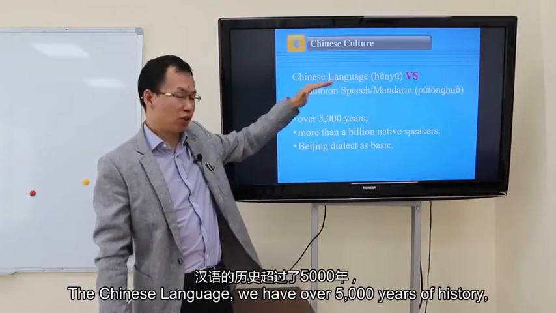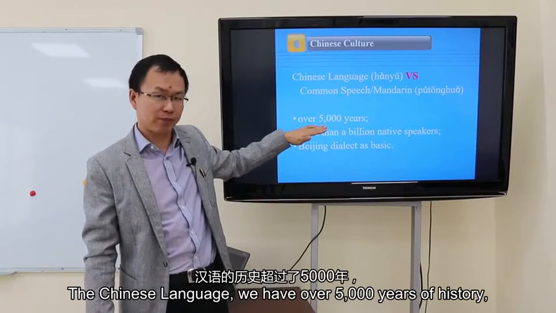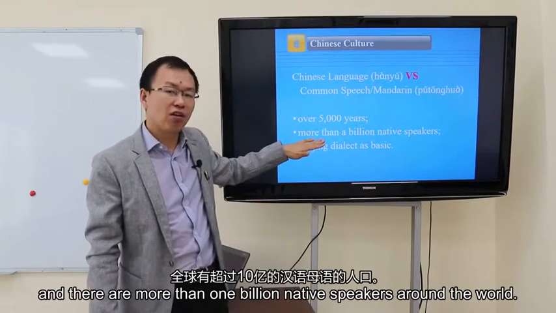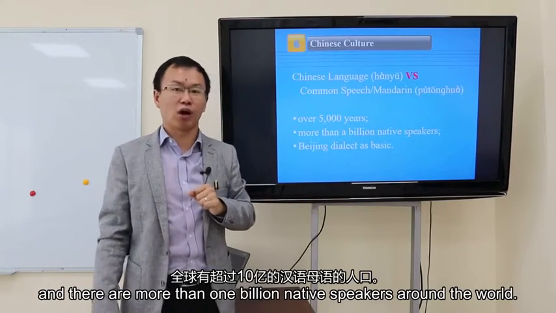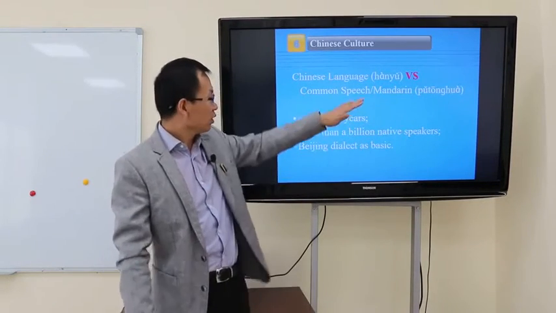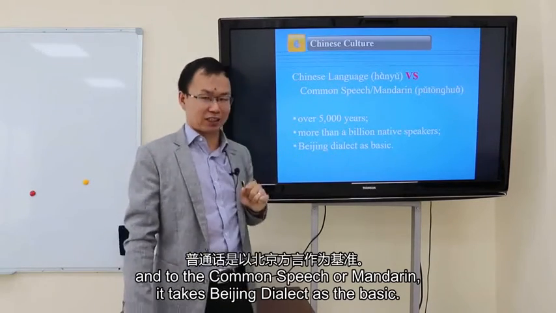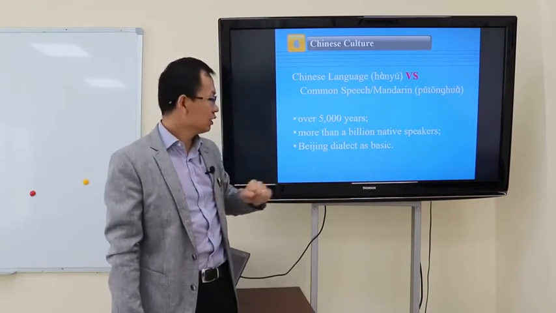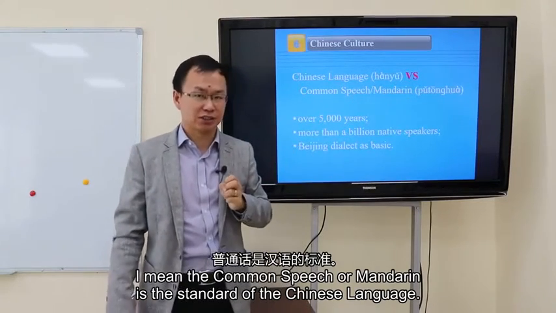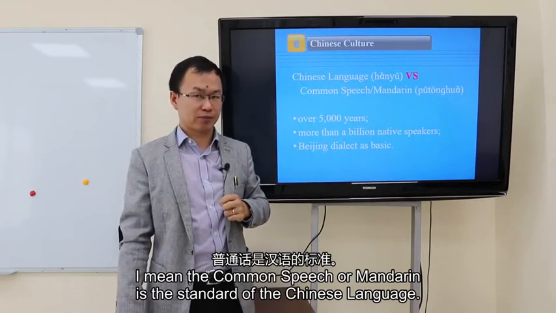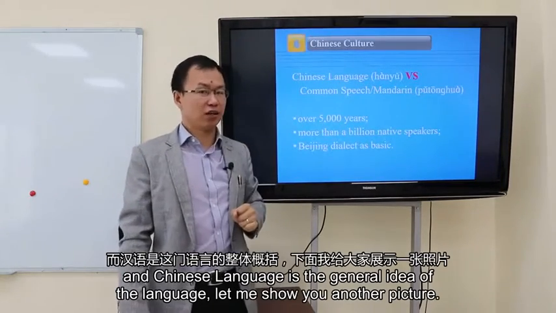The Chinese language has over 5,000 years of history. And there are more than 1 billion native speakers around the world. And the common speech or Mandarin takes the Beijing dialect as its basis. It means the common speech or Mandarin is the standard of the Chinese language. And the Chinese language is the general idea of the language.